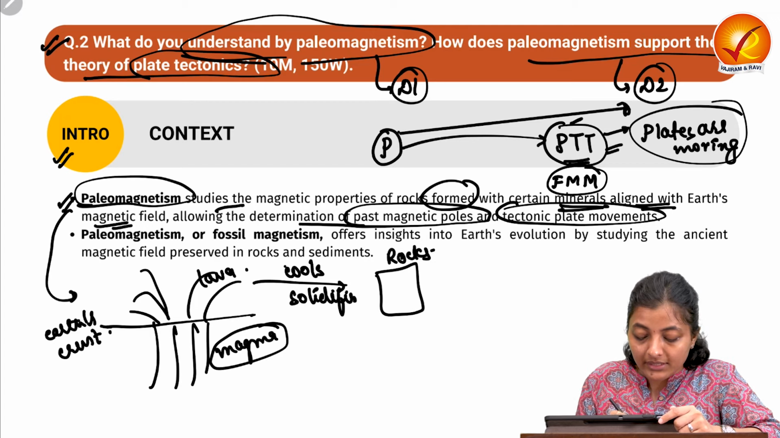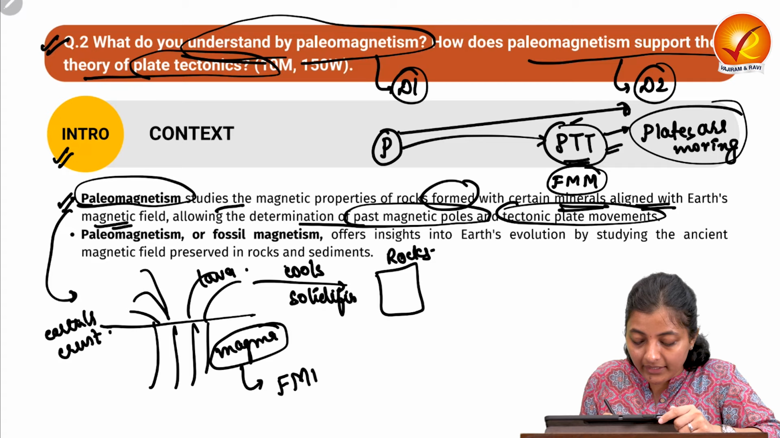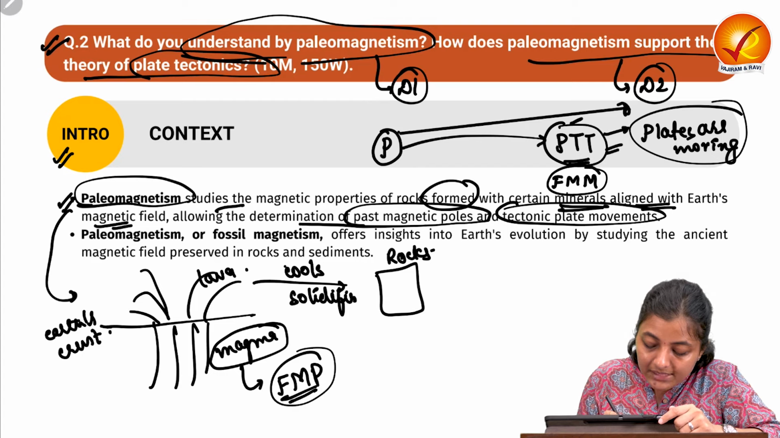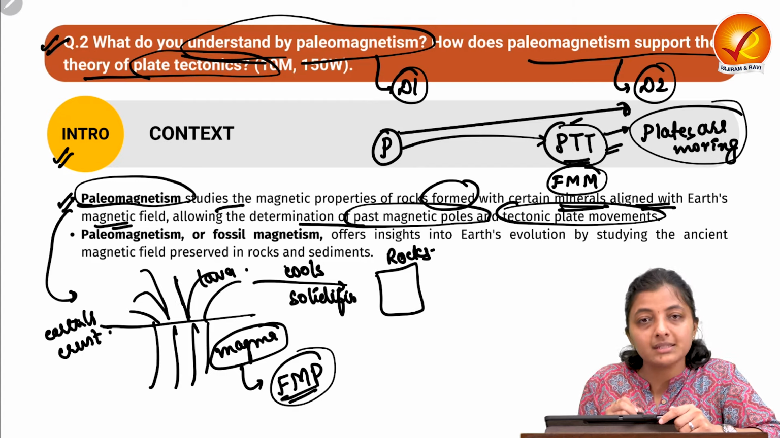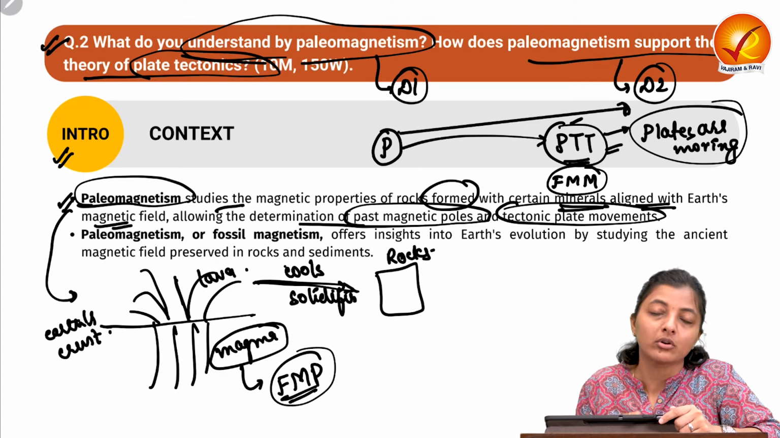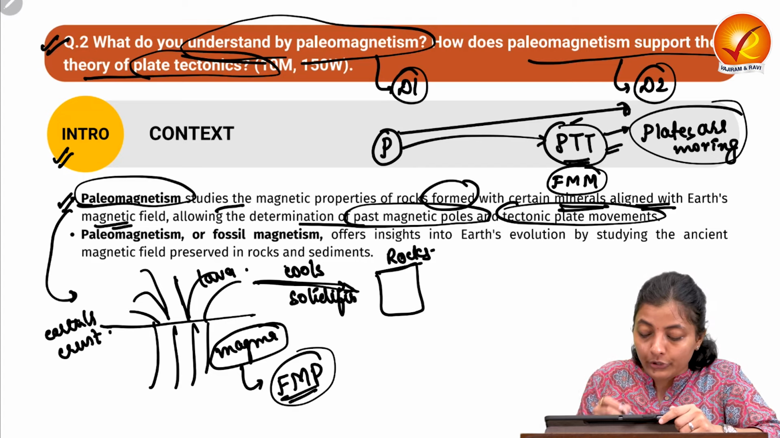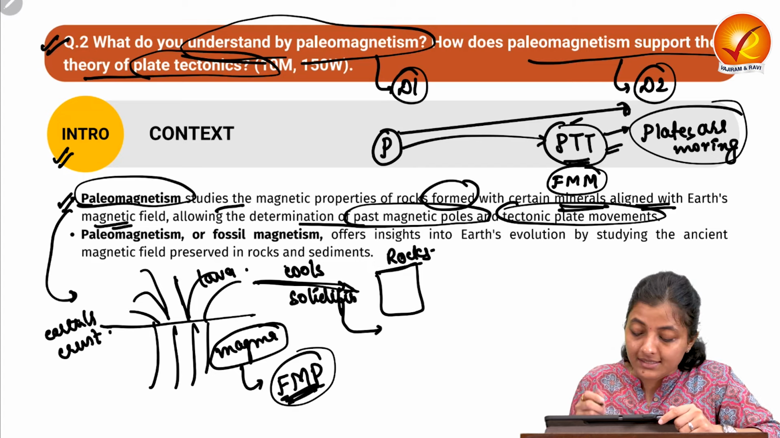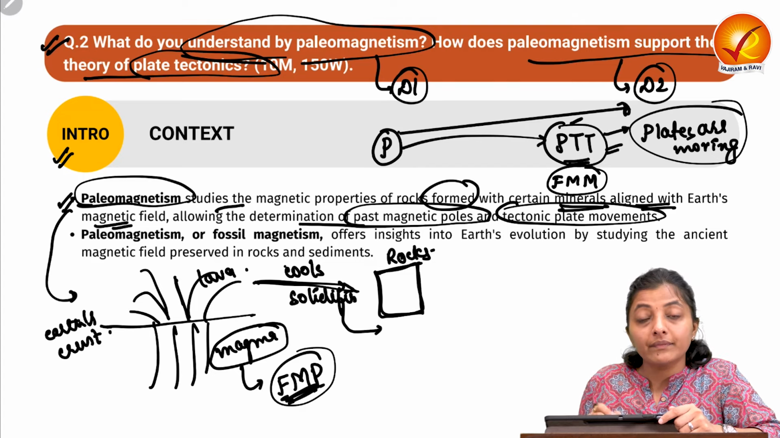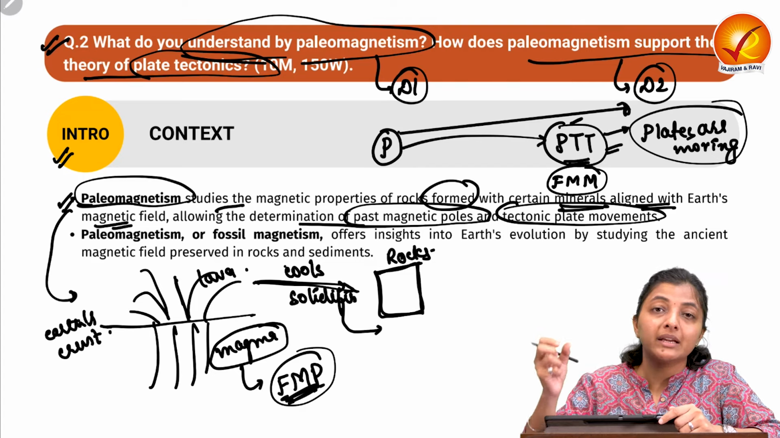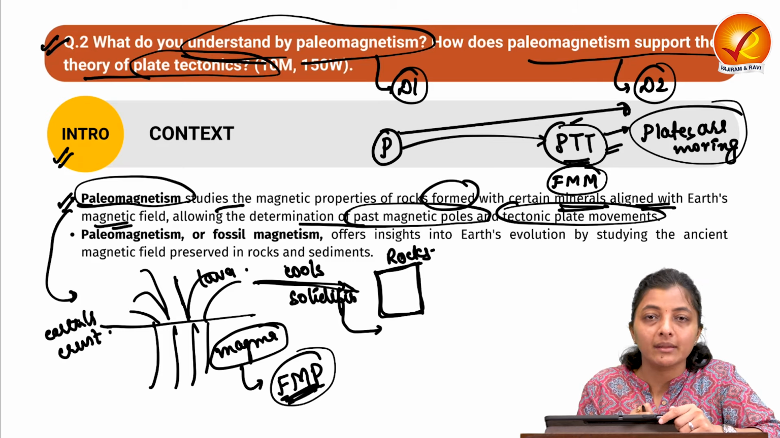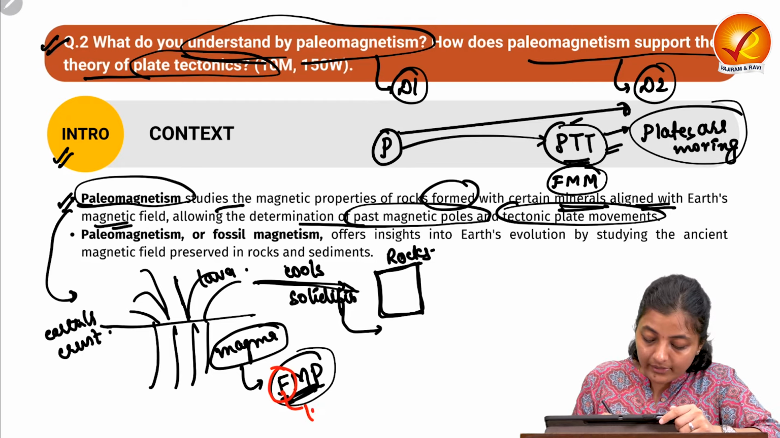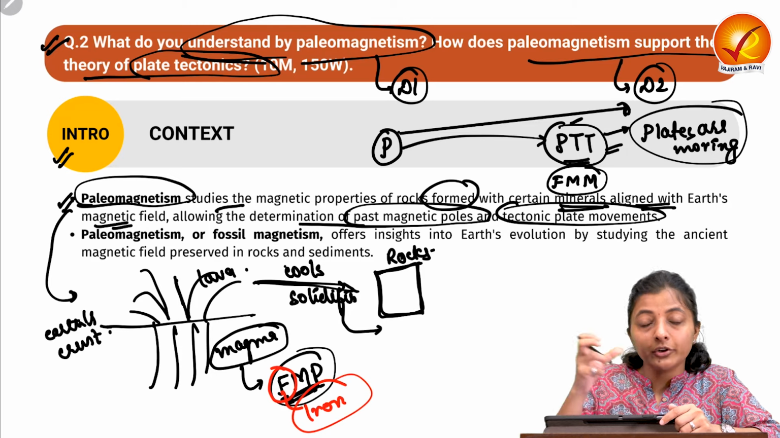Paleomagnetism is about the fact that this magma contains ferromagnetic material, and when this ferromagnetic material comes on the surface as lava and cools or solidifies into rocks, during this solidification, these ferromagnetic substances align according to the magnetic poles that are present at that particular time. Now let's understand this, because this is ferrous, meaning iron. They align themselves according to the magnetic poles.